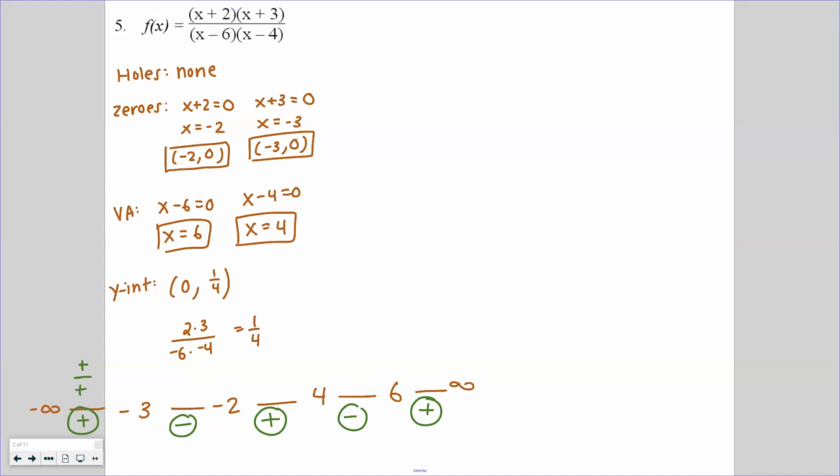Ron? Okay. Would it be negative on the interval -3 to -2? If you plug in negative one, then it's positive. -1 is not between -3 and -2, right? Plug in -2.5.